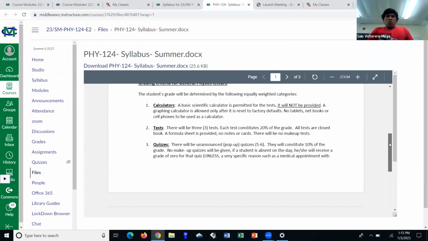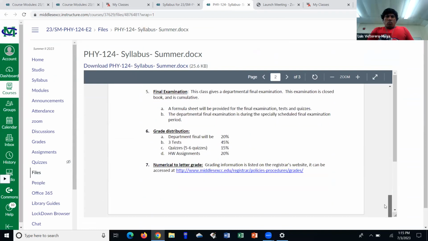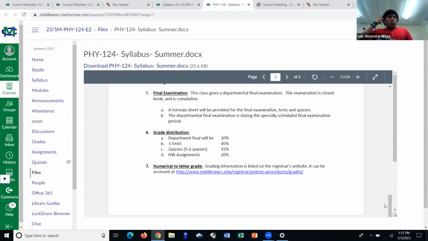Okay, so the final will be made by me, so don't worry about the departmental final. That's 20% of your grade. The three tests are 45% of your grade. None of those are dropped, but one of them will be online.